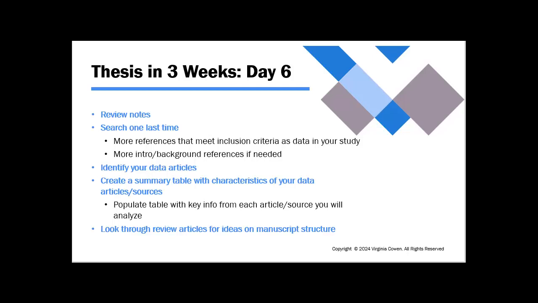So once you've done that last search, the next thing you're going to do is look at your notes and identify your data articles, or chapters or resources. This will be what you are going to analyze, what you are going to compare and contrast. So you've identified those articles. You can highlight them in your table itself, sort it so you're looking at all of them, because the next thing you're going to do, especially if you're doing a systematic review, is you're going to need a summary table in the appendix of your paper.